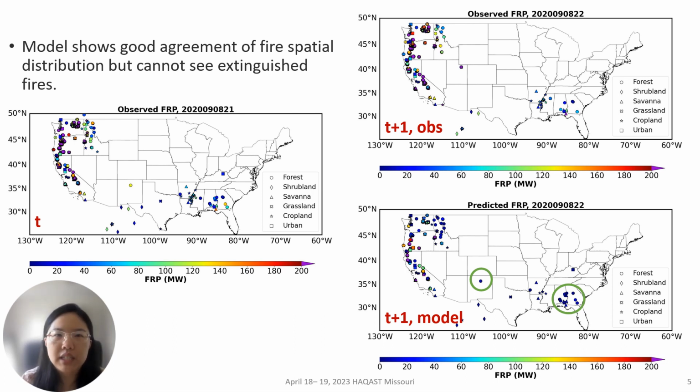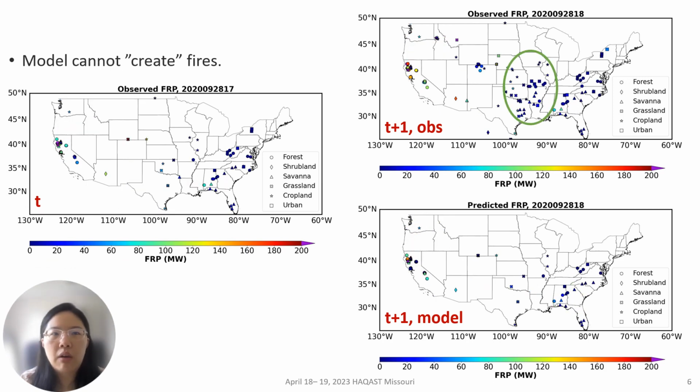However, it cannot see extinguished fires, as shown in the green circles here. You can see that there's a forest fire at time t, but it's just gone at time t plus 1, but our model still sees it and thinks it's still propagating.